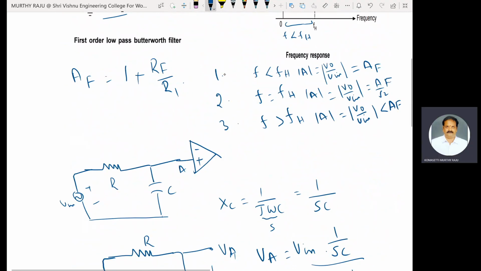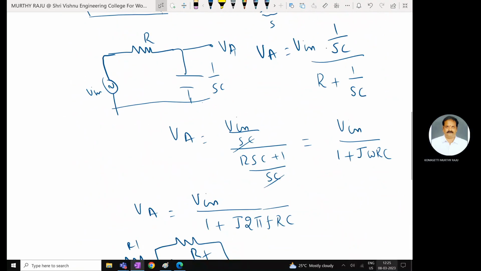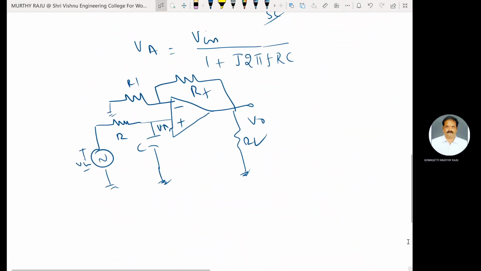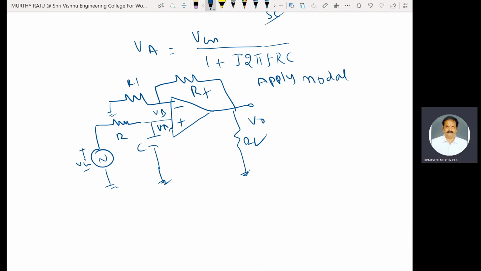Here 1 plus RF by R. Here VB. Apply nodal analysis at point B. That is, node voltage is VB.